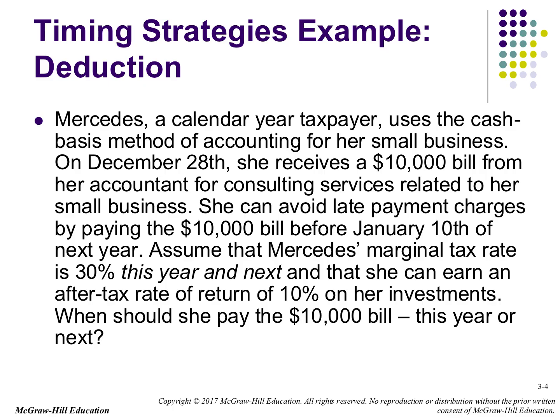Mercedes, a calendar year taxpayer, uses the cash basis method of accounting for her small business. On December 28th, she receives a $10,000 bill from her accountant for consulting services related to her small business. She can avoid late payment charges by paying the $10,000 bill before January 10th of the next year. Assume that Mercedes' marginal tax rate is 30% this year and next year, and that she can earn an after-tax rate of return of 10% on her investments. When should she pay the $10,000 bill? This year or next year?